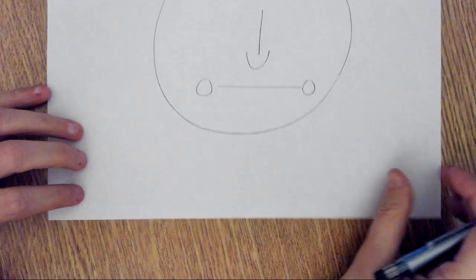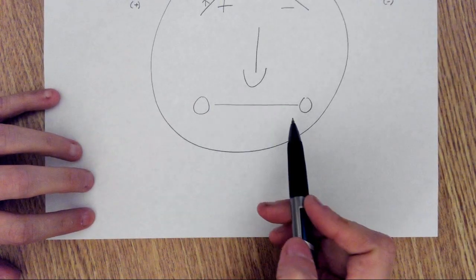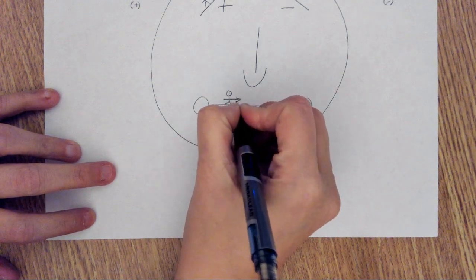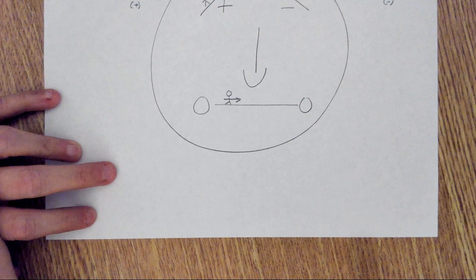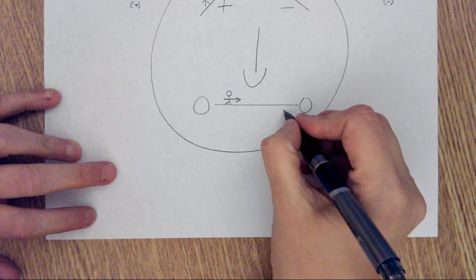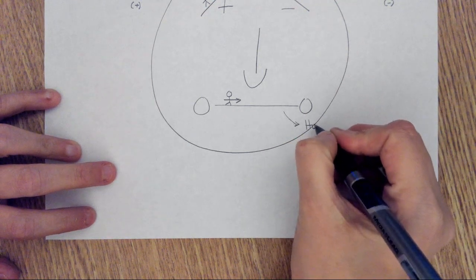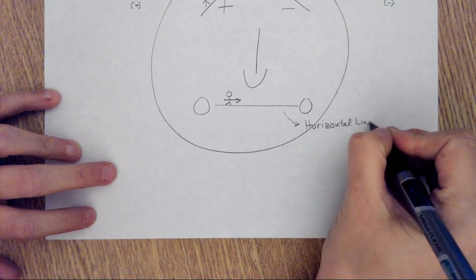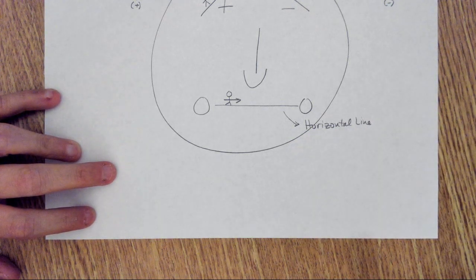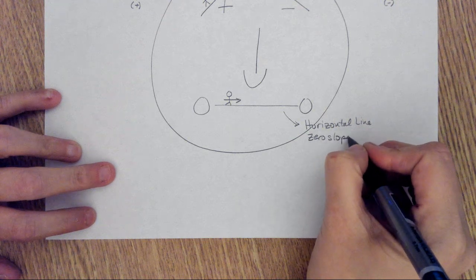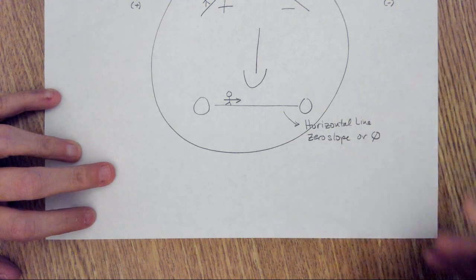All right, so now we're going to move on down to zero slope. Zero slope is the other one that we've done. When we look at our little dude, he's not going uphill or downhill. He's not going up or down. He's just going straight side to side. This is a horizontal line. Okay, we have a horizontal line. And it's got zero slope. Or we can write the number 0.